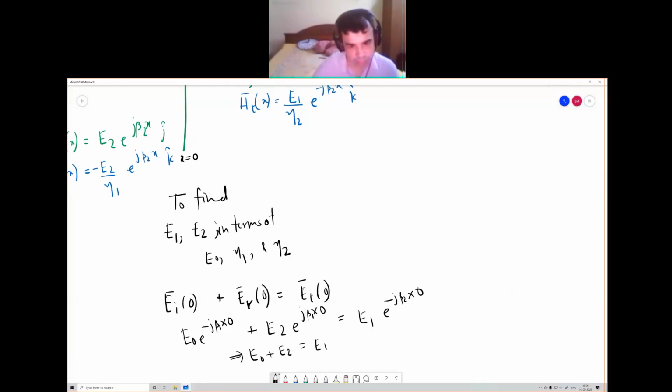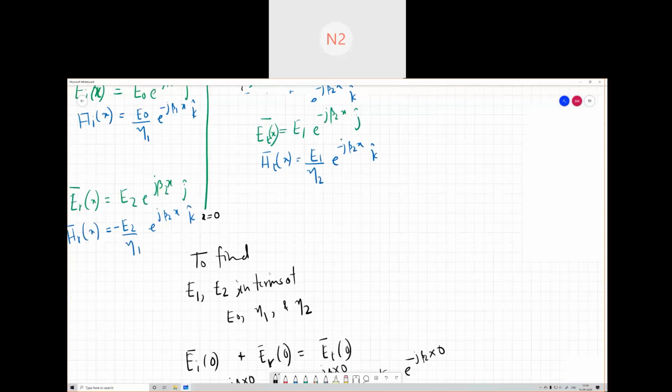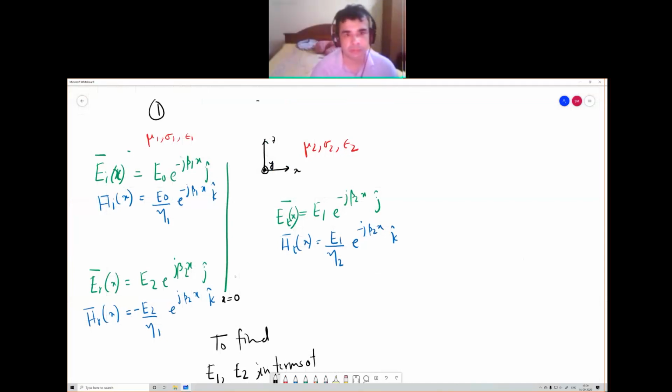Sir, incident plus reflected equal to transmitted, or incident equal to transmitted plus reflected? That's a very good question. See here, incident is on material 1 or material 2? This is material 1.